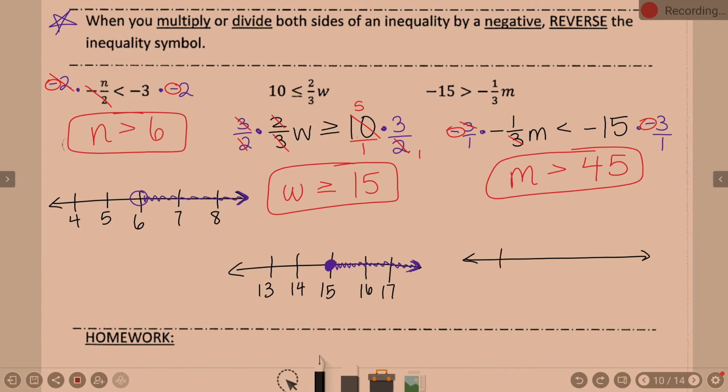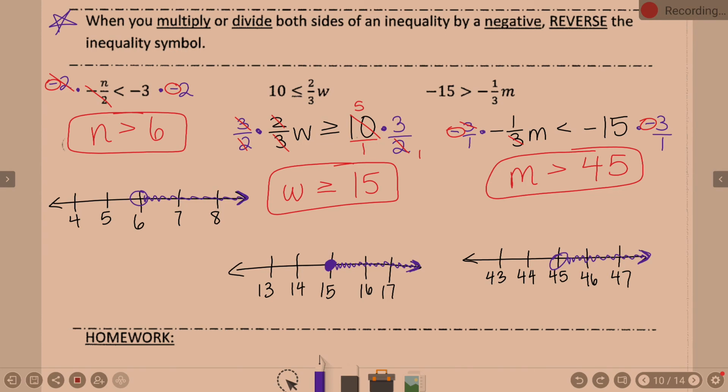Count for me. 43, 44, 45, 46, 47. And it's open and it goes to the right. There's no line underneath, so I do leave it an open circle. My arrow points to the right, so I am shading to the right.